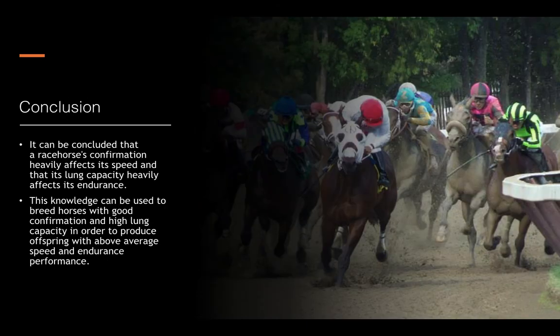It can be concluded that a racehorse's conformation heavily affects its speed and that its lung capacity heavily affects its endurance. This knowledge can be used to breed horses with good conformation and high lung capacity in order to produce offspring with above average speed and endurance performance.